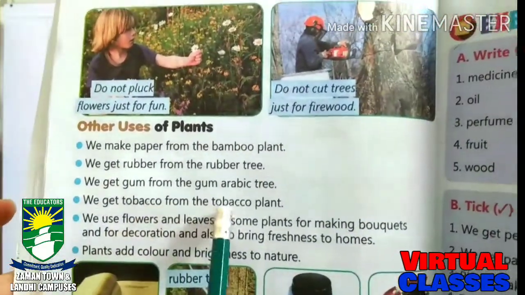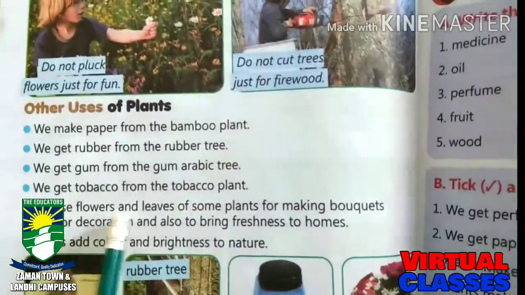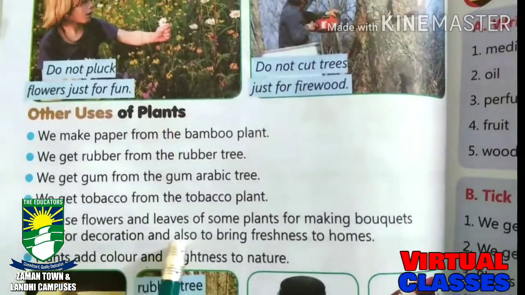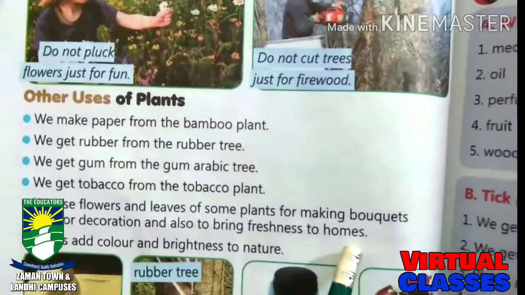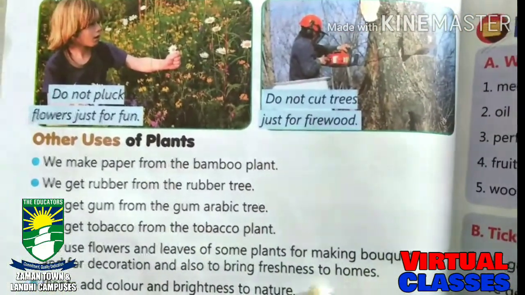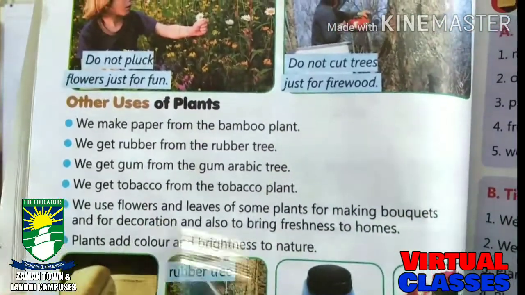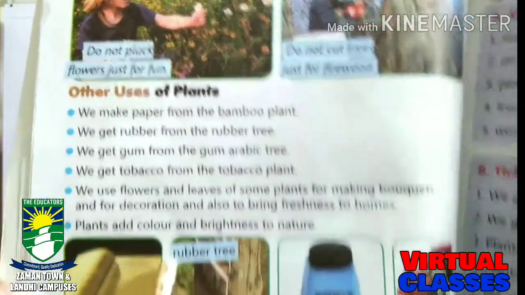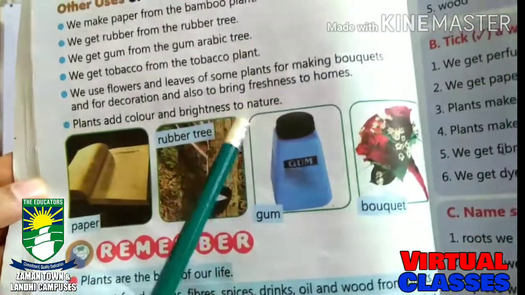We get tobacco from the tobacco plant. We use flowers and leaves of some plants for making bouquets and for decoration, and also to bring freshness to homes. We also use plants and flowers for decorating our homes or any event. The most important use of plants is that they add color, brightness and freshness to nature and the environment.